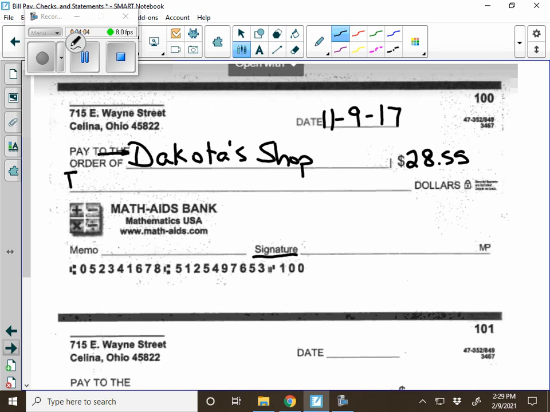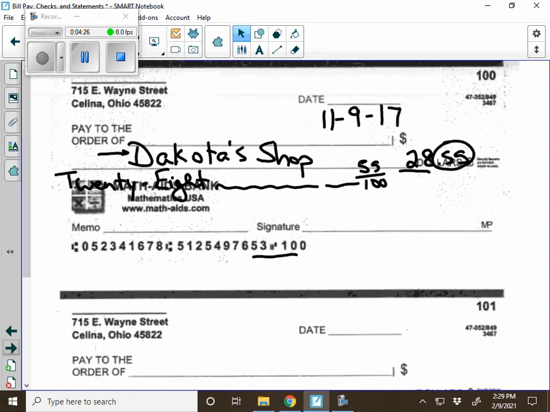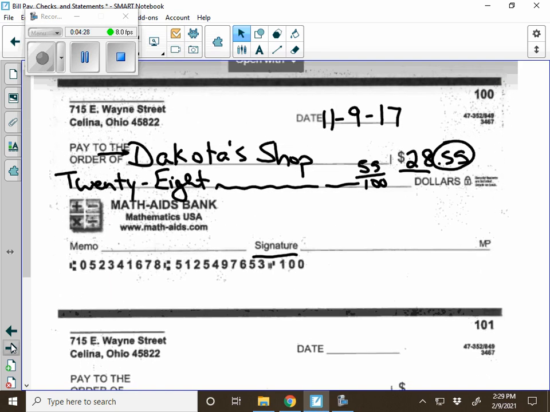So when we write it out, now there might be a few different ways, but I like to write it 28. I write the words of the dollar amount in front of the decimal point. Then I usually draw a squiggly line and put 55 over 100 to identify the cents. As I said, different people fill it out different ways. You know, that is kind of up to you. Now, as we go through our memo, this is usually what we're paying for. So this could be supplies.